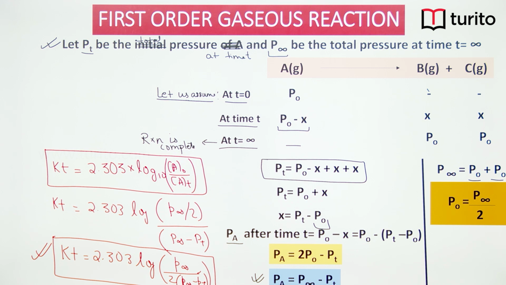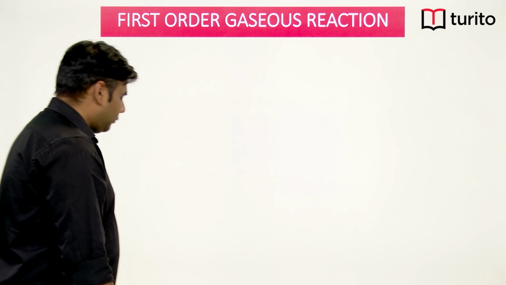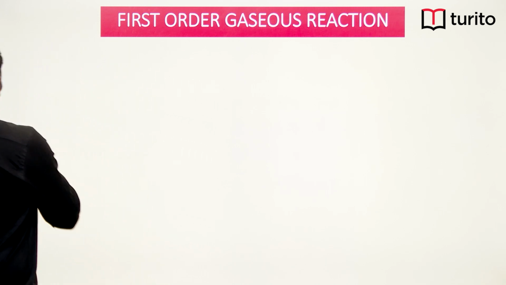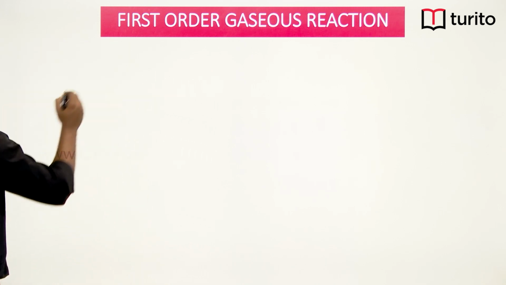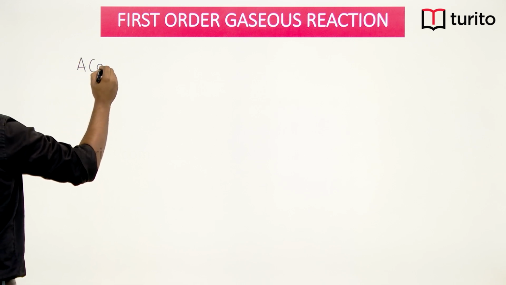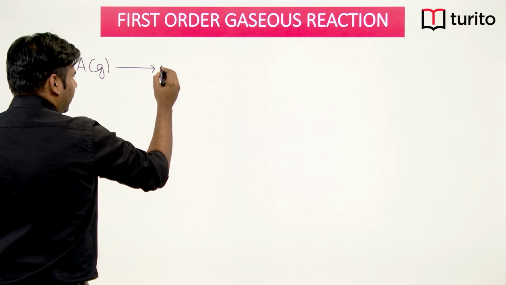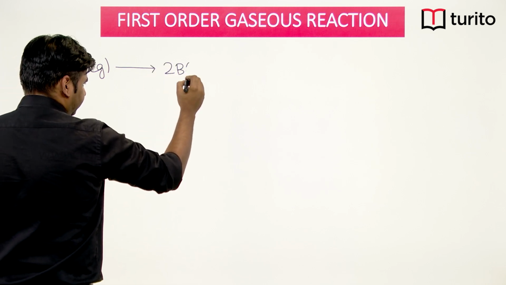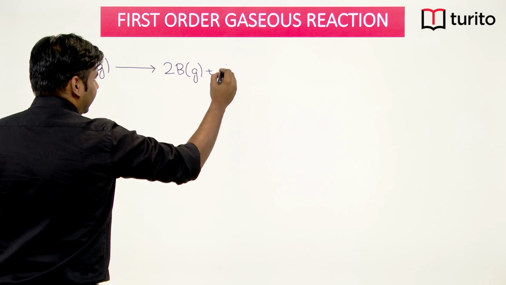Let us take some more examples to understand this. Now suppose we have been given a reaction something like this: A gas is changing into 2B gas and C gas.